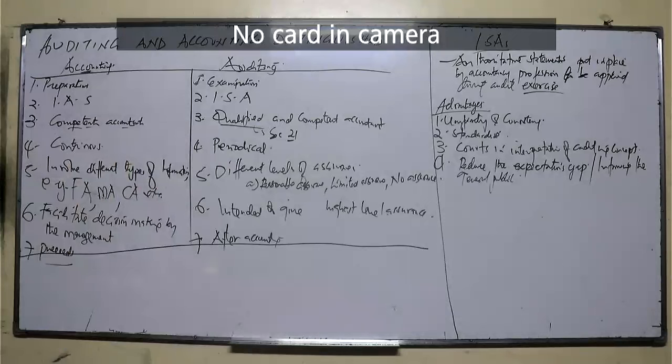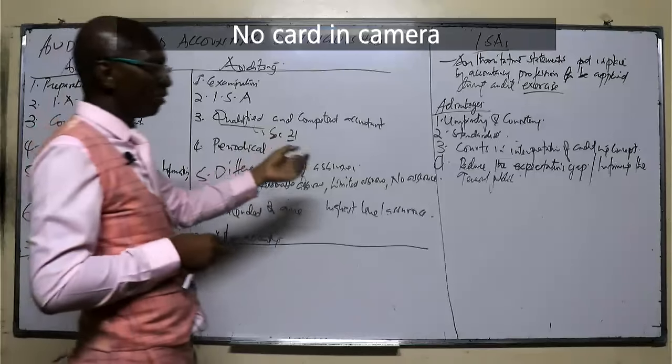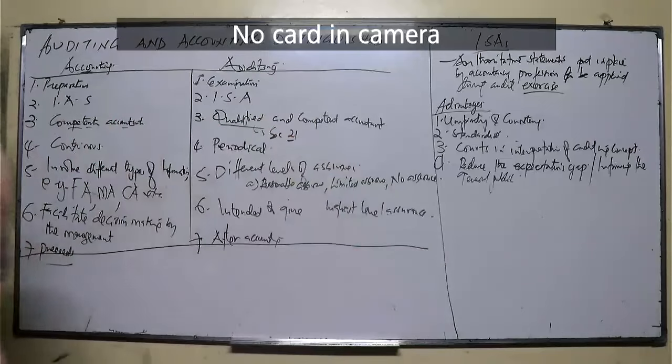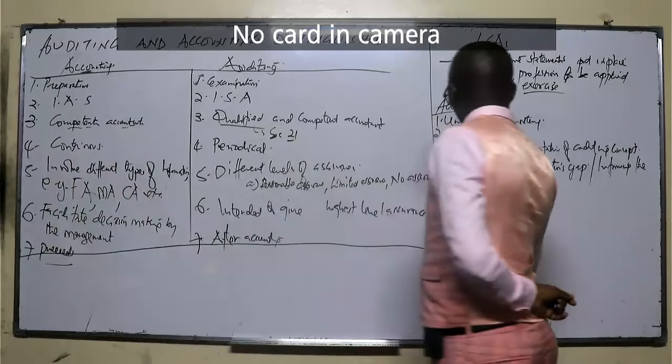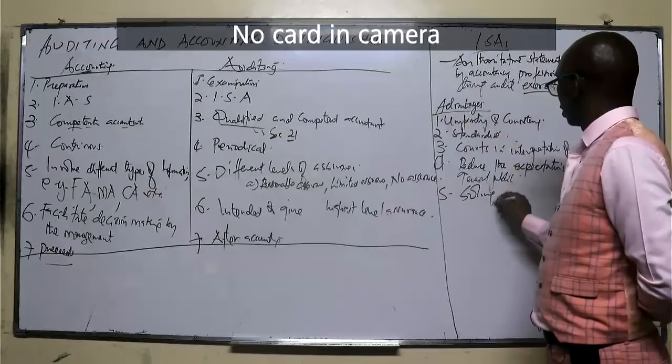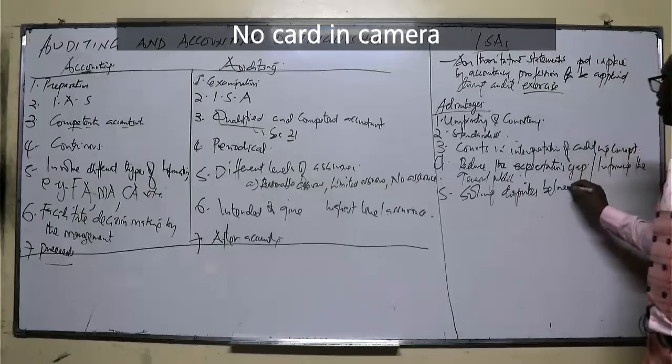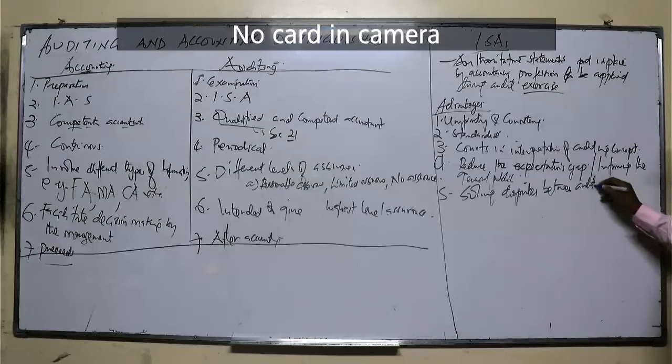So these ISAs, if well interpreted, may reduce the expectations gap, but to others, it may even widen further this expectations gap. Lastly, but not least, they are useful in solving disputes between auditors and clients.